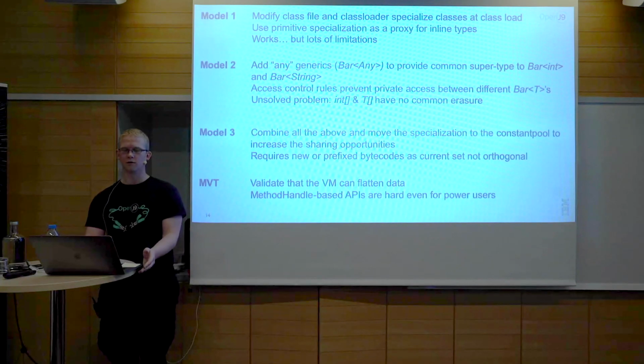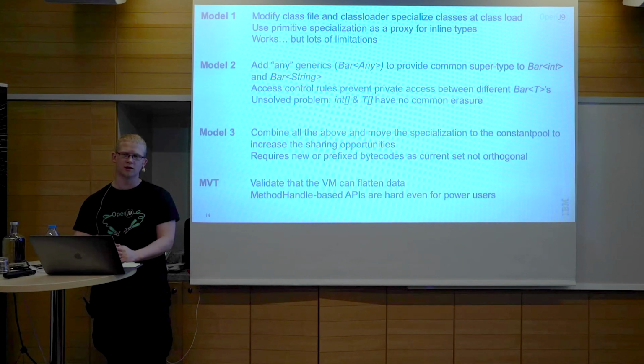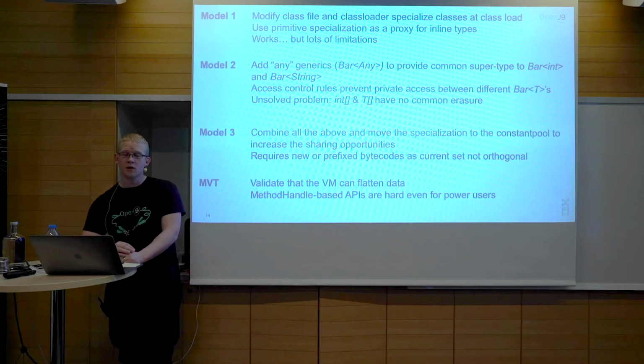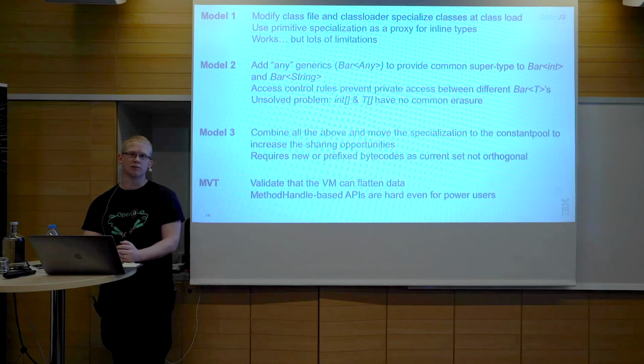All right, so we'll look at the models that we've worked through, and you can read more details of some of this in the State of the Lambda document that I had shown on the first slide. But the first model we looked at was, can we take a class file and hack the class loaders to specialize things at class load? Annotate class files, add whatever metadata we need, and we used our primitives as the proxy for our inline types. We said, look, can we hack things to get you to the point where you get the proper backing storage for array list? And we were able to make that work, but you give up a lot of things. You give up the relationships between these specializations.